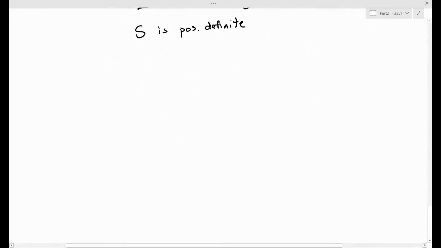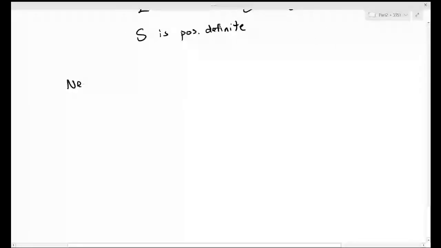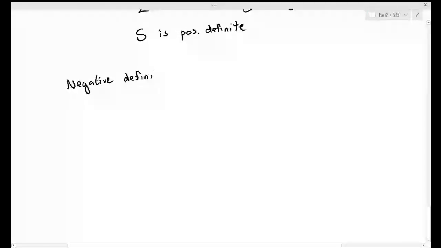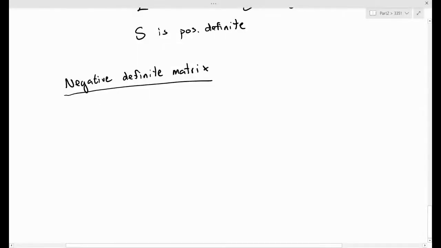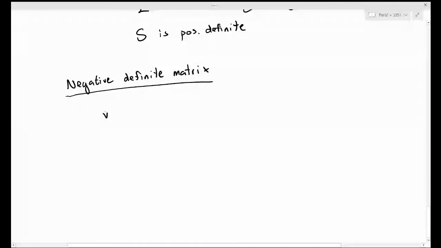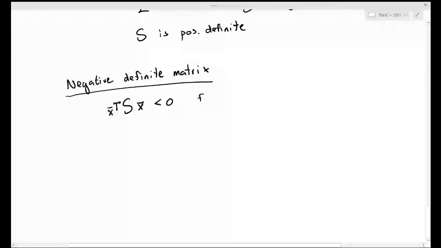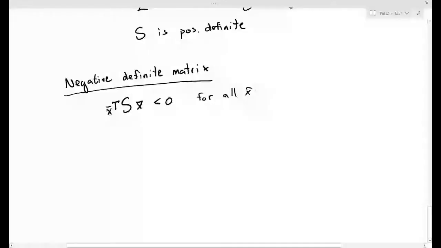So what then is a negative definite matrix? So that would be where this quadratic form, instead of obviously definitely positive, is going to be definitely negative, right? So S is still symmetric. That's going to be negative for all non-zero vectors. And what are the equivalent conditions?